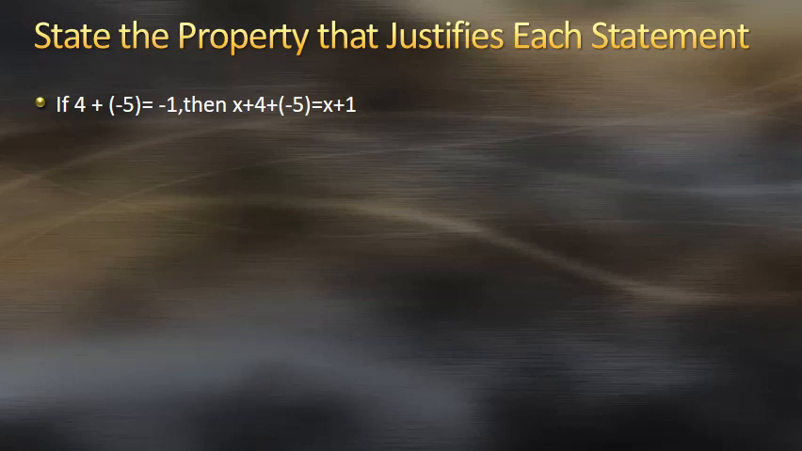It says if 4 plus negative 5 equals negative 1, then x plus 4 plus negative 5 equals x plus 1. So this is our given: if 4 plus negative 5 equals negative 1, and this is what we're being asked to prove, that if that's true, then x plus 4 plus negative 5 equals x plus 1.